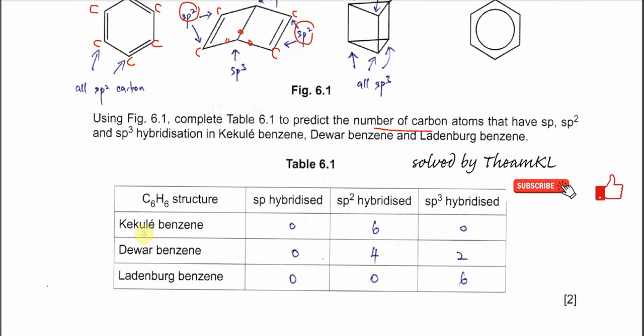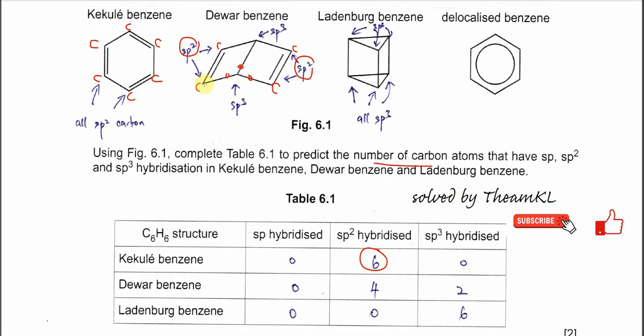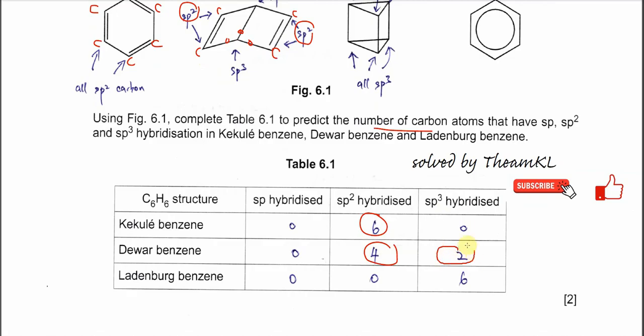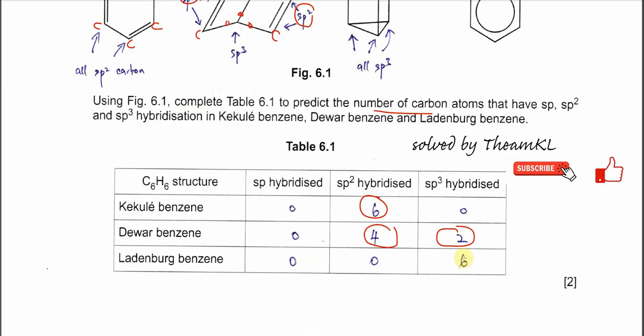Okay, so again, the first isomer, Kekulé benzene, has all 6 sp2 hybridized carbons. The second isomer has 4 sp2, 1, 2, 3, 4, and 2 sp3, right here. And for the last one, because there is no double bond, all are sp3 carbon, so all these carbons actually have 2 hydrogens bonded with them. Okay, all the carbons have 2 hydrogens. Therefore, they are all sp3 hybridized carbons. So you just put 6 here.